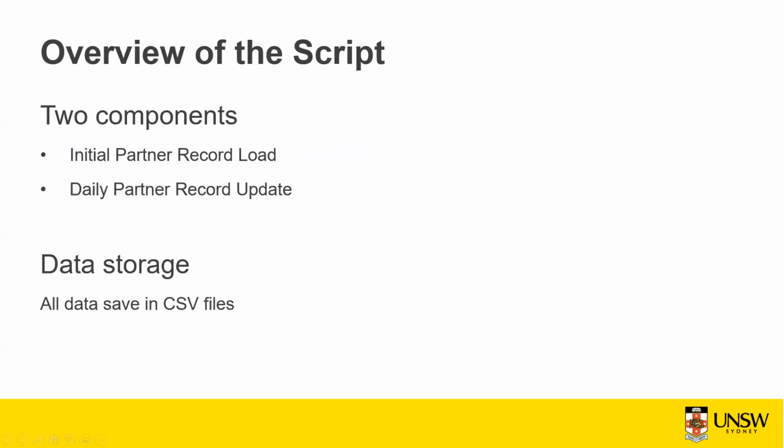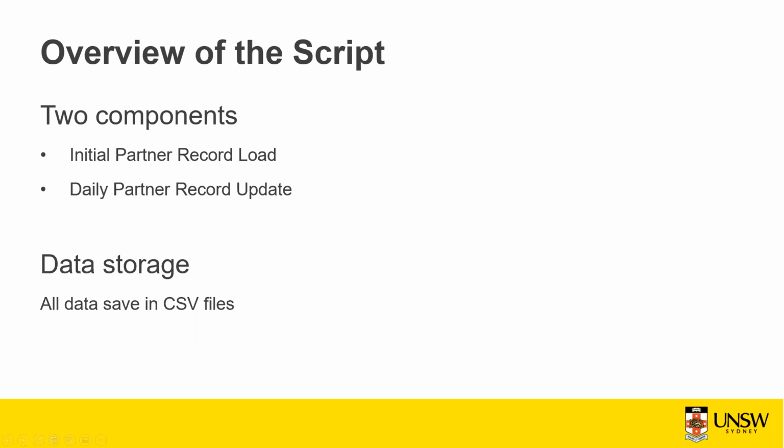Okay, let's look at the big picture of the script. In our script, there are two components. One is the initial partner record load. The other is the daily partner record update. Those components can be run separately, and we will talk about the details later.